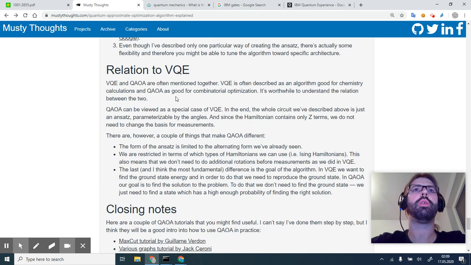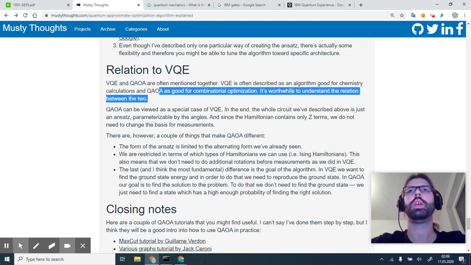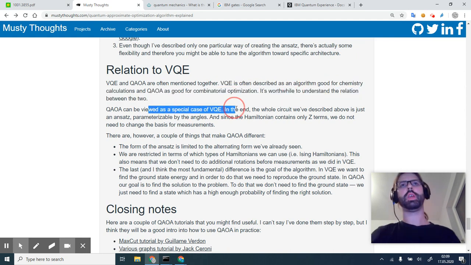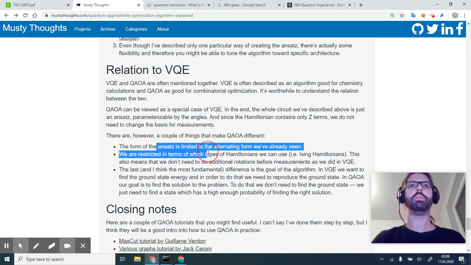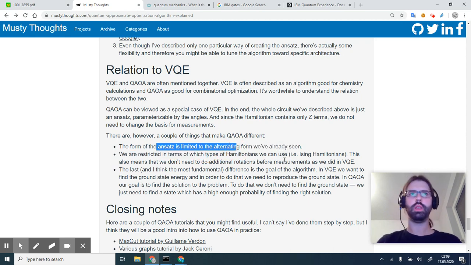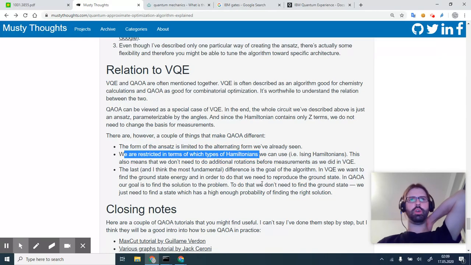Relation to VQE. VQE and QAOA are often mentioned together. VQE is often described as an algorithm good for chemistry calculations, and QAOA good for combinatorial optimization. It's worth understanding the relation between the two. QAOA can be viewed as a special case of VQE. In the end, the whole circuit we've described above is just an ansatz, parameterizable by the angles. And since the Hamiltonian contains only z terms, we do not need to change the basis for measurements. There are, however, a couple of things that make QAOA different. The form of the ansatz is limited to the alternating form we've seen. We're restricted in terms of which Hamiltonians we can use, Ising Hamiltonians. This also means that we don't need to do additional rotations before measurements as we did in VQE.